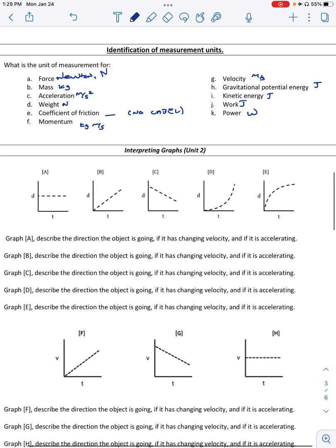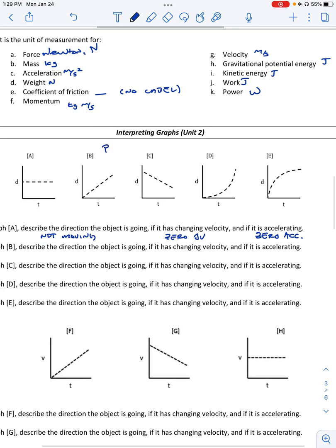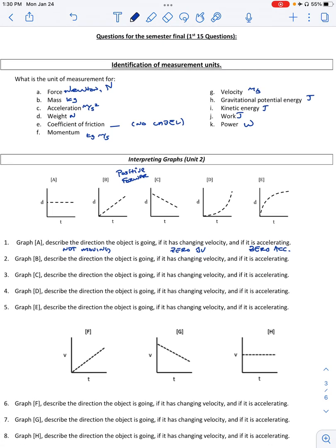Okay, so we got graph A. Describe the direction the object is moving. It is not moving. Is it changing velocity? 0 delta V, and 0 acceleration. Okay, B. Because this has got a positive slope, that means forward. So this one is moving forward. You could say left, you could say up, whatever you want to say there. Changing velocity? This is going at a constant velo, because it's a straight line. And if it is accelerating, because it's constant velo, this would have 0 acceleration.